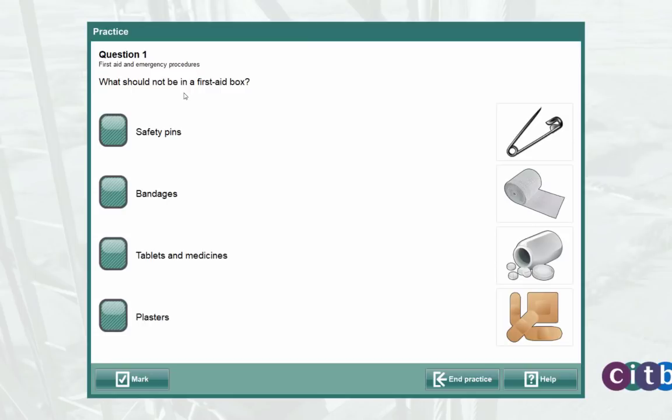What should not be in a first aid box? Safety pins, bandages, tablets and medicines, plasters.